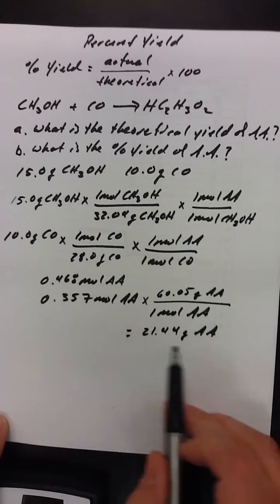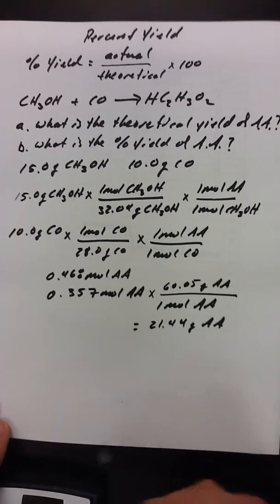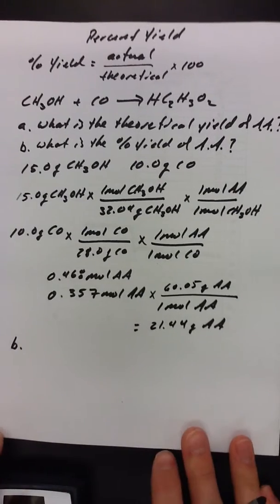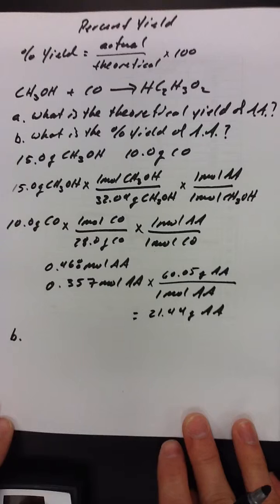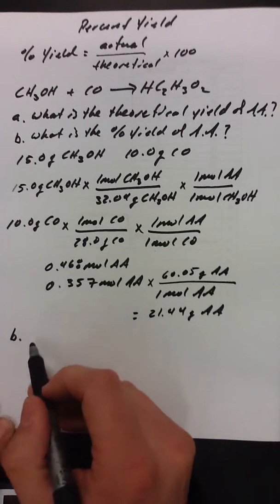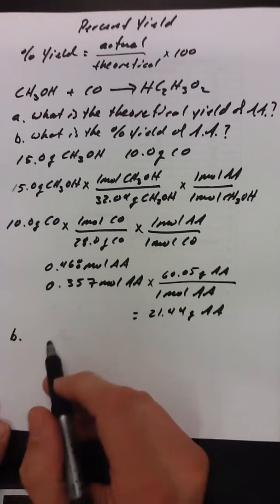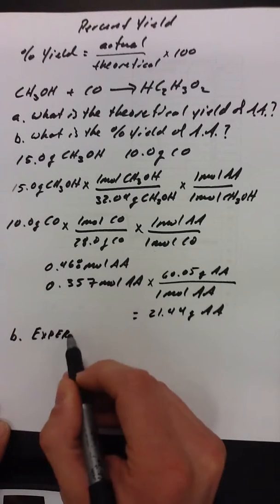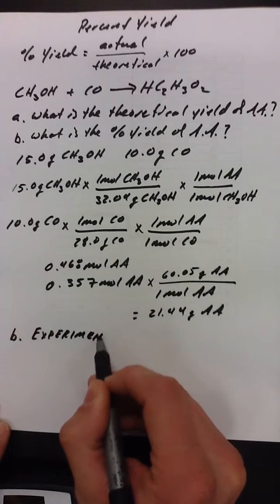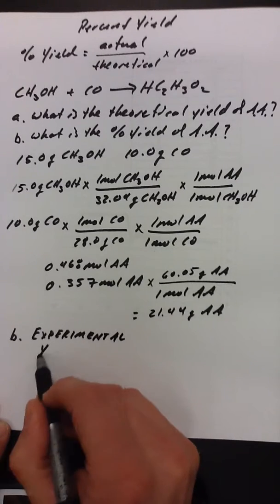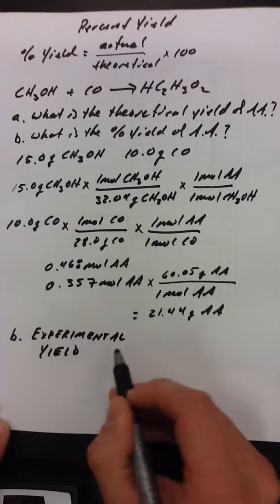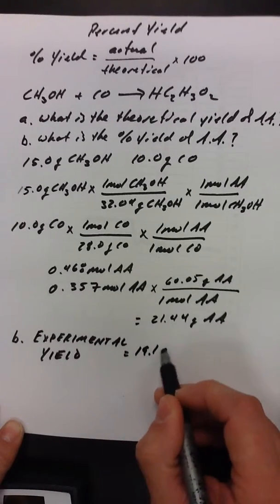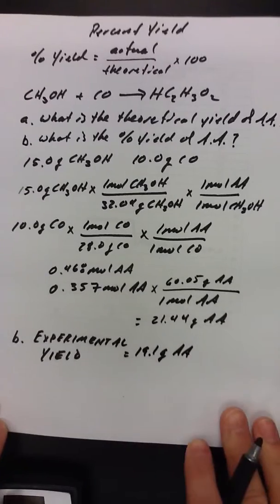We have 21.44 grams. Now, in order to do part B, we are given one piece of information which we actually need, which is actually necessary. That is that our experimental yield, or what we found through experimentation after actually running this thing, the experimental yield was 19.1 grams of acetic acid.